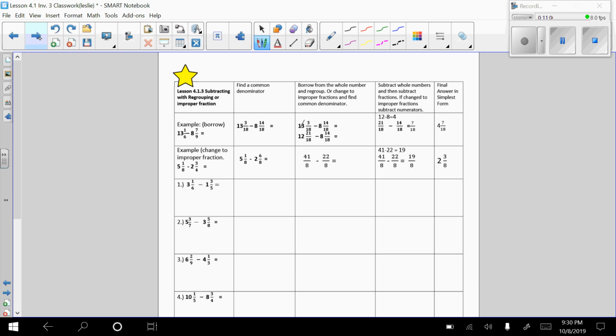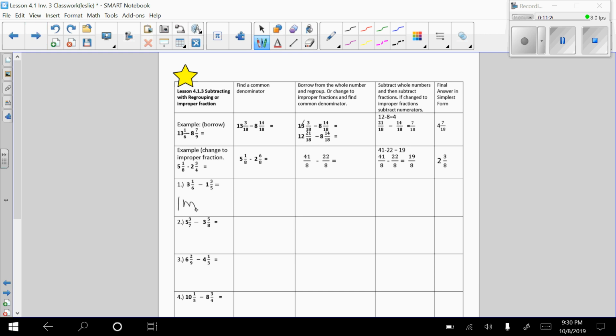Here's a few more practice problems. Here I've given an example of each one. One with borrowing, one with changing to improper. Again, you get the same answer regardless of which one you use, but make sure you choose the one that's easiest for you. I'll do two more with you. 3 1/6 minus 1 3/5.